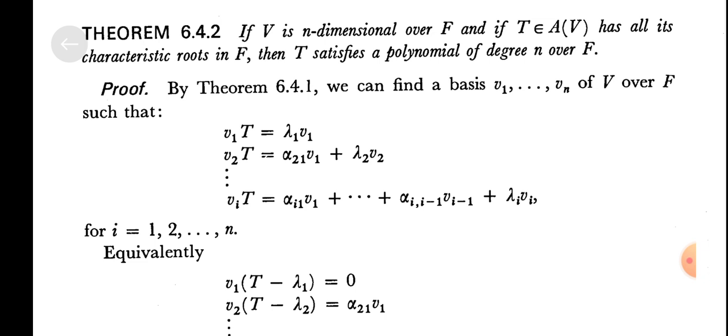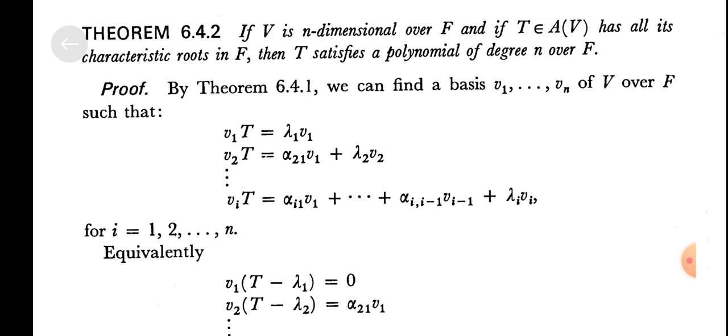Today we are going to see an important theorem in algebra for MSc Mathematics students. The statement of the theorem is: if E is an n-dimensional vector space over F, and if T belongs to A(E) has all its characteristic roots in F, then we have to prove that T satisfies a polynomial of degree n over F.